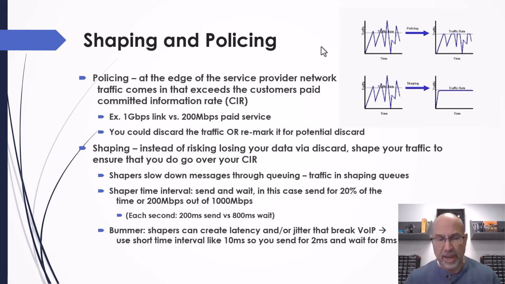So let's see if we can unpack this a little bit. If you paid for 200 megabits per second out of 1,000 megabits per second, or a gig, that means that you can send for 20% of the time. But if you say, all right, we're going to flood the zone for the first 20% of 1 second, and then we're not going to send for the rest of that second, right? Or if we think about 10 seconds, we're going to send lots of traffic for 2 seconds, and then we're not going to send anything for 8 seconds.